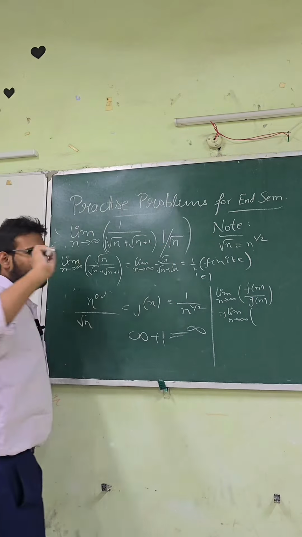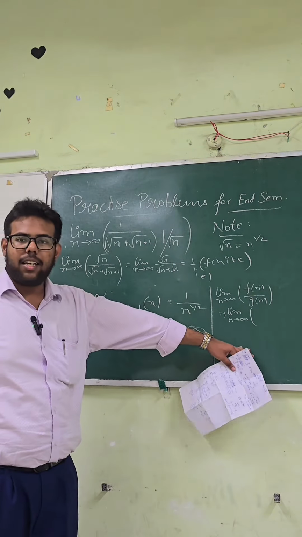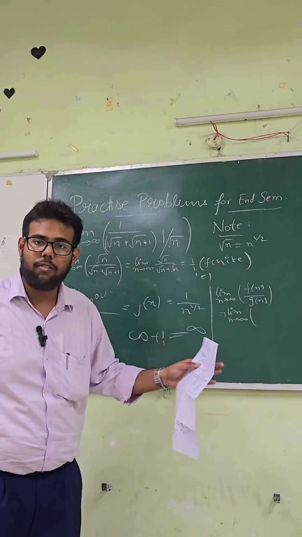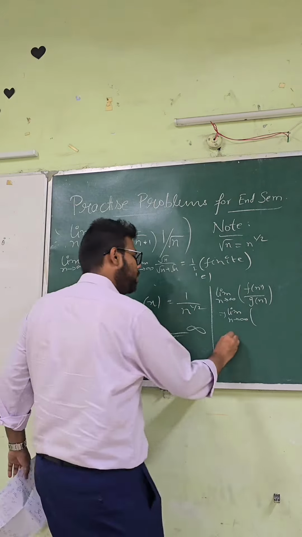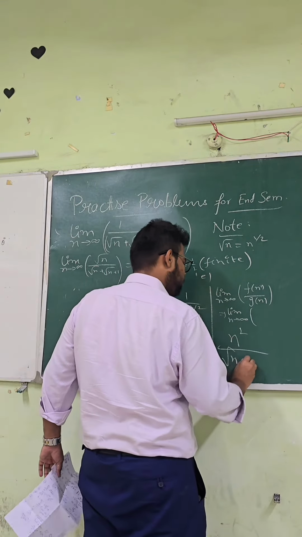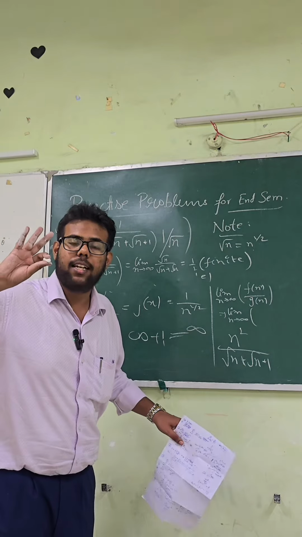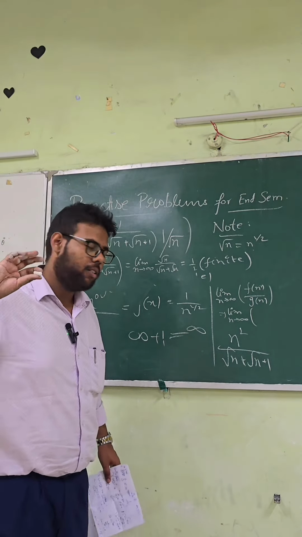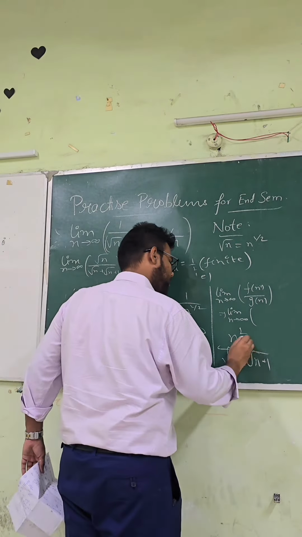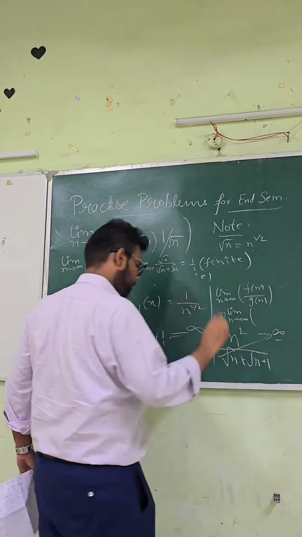Notice that if I would have taken g(x) as, suppose, 1 upon n or 1 upon n square, what would be the case? It would be n square by root n plus 1, if I would have assumed g(x) as n square and not root n. In this case, it would be diverging.